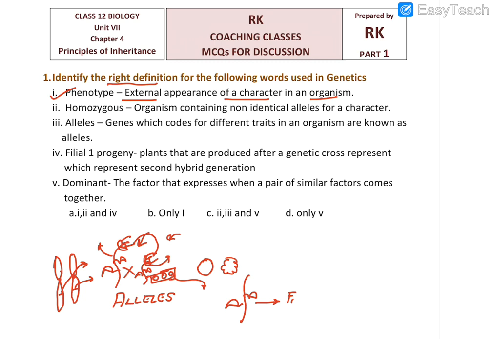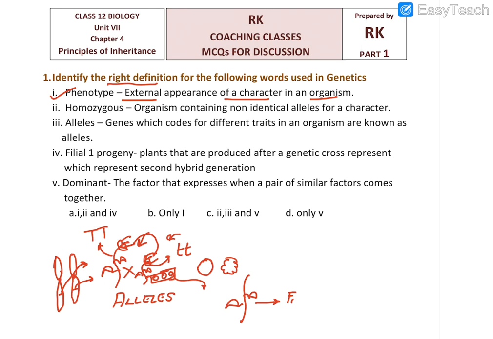That's why, in order to represent this gene, we take the first letter from tall, and we write it as a capital letter. According to Mendel, each character is controlled by two factors. So we write it as capital T. And here dwarfness is not expressed in the F1 generation, so dwarfness is considered recessive. To represent the gene for recessive, we write small t. So two factors are present for each character.